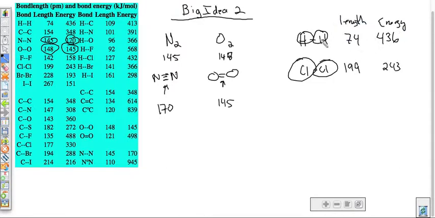So when you're talking about bond strength and bond length, one of the first things to look for is the size of the atom, because the smaller they are, the closer they'll be together.